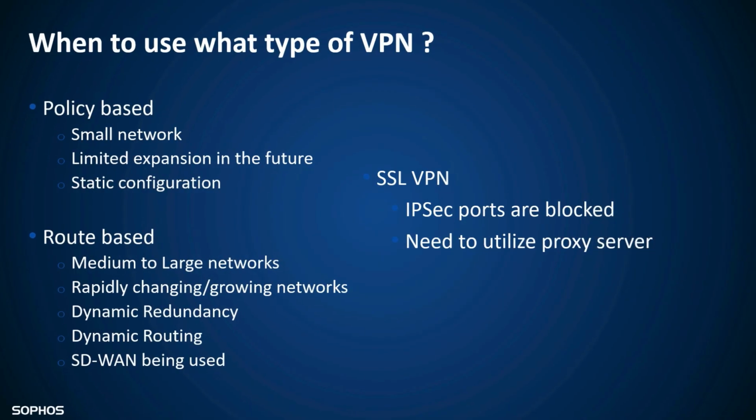So when to use what type of VPN? For policy-based, you're looking at generally a small network, maybe one network on each side, not looking to really expand anything. Maybe that appliance locally is not going to really change. No networks are going to change. Nothing's really coming. And it's very static, so you don't have to worry about it.